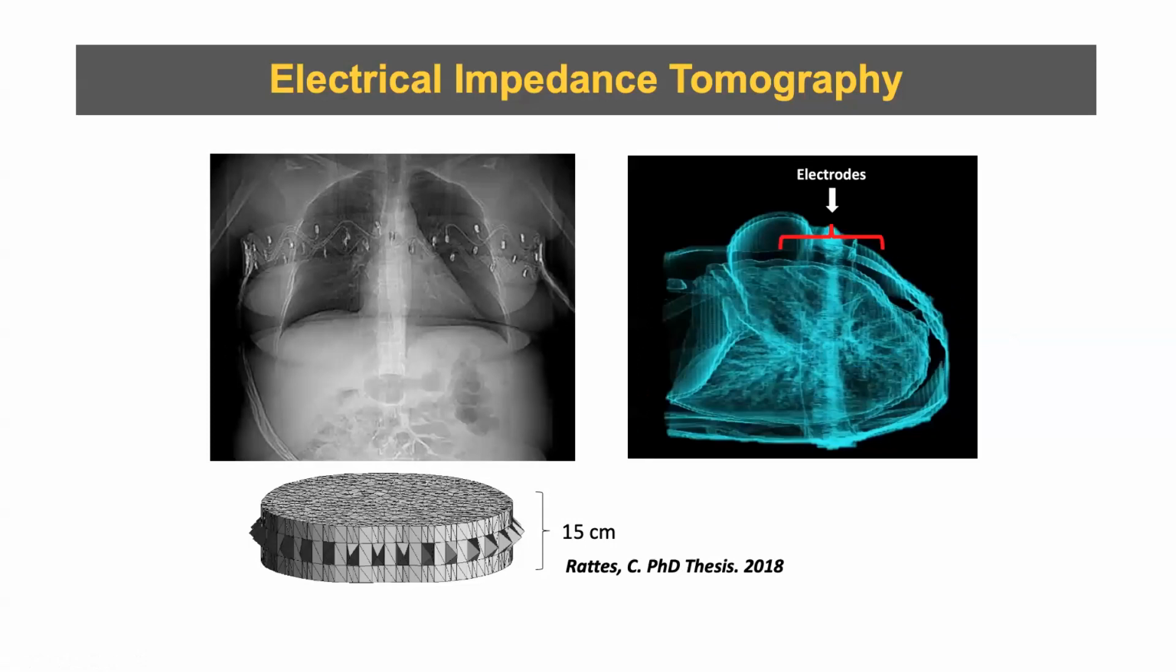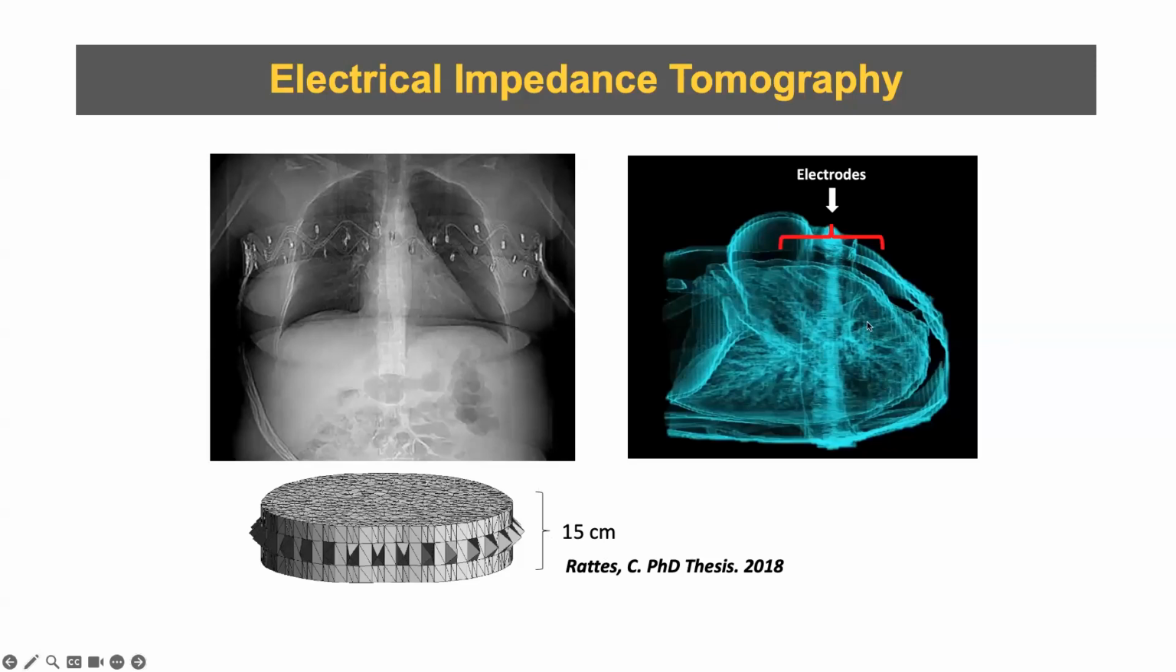More recently, we discovered that the EIT image represents on average a slice of about 15 centimeters of the lung. So it means that we are measuring more information than the size of the electrodes because the current moves in that direction.